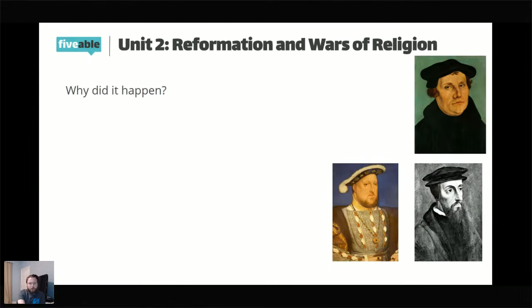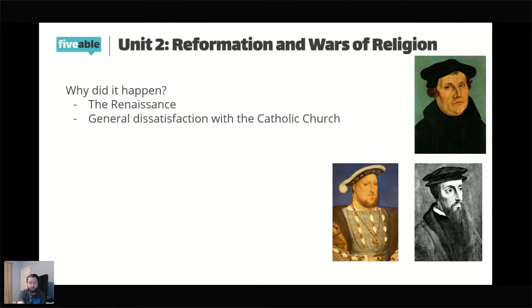So thinking about why it happens: first of all, the Renaissance. History is just one long big cause and effect, and the Renaissance is exactly why it happens. There was general dissatisfaction with the Catholic Church. The Church hadn't exactly been on the best terms with a lot of people in Europe. It seemed to be taking advantage of people. It was a political machine more than a religious machine. The Great Schism is a good example of that.